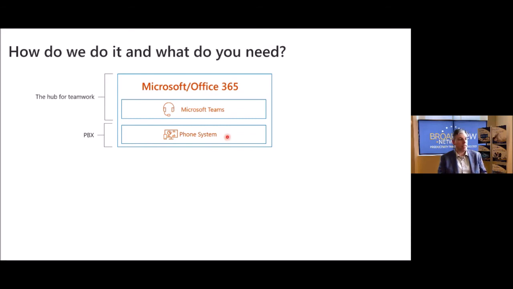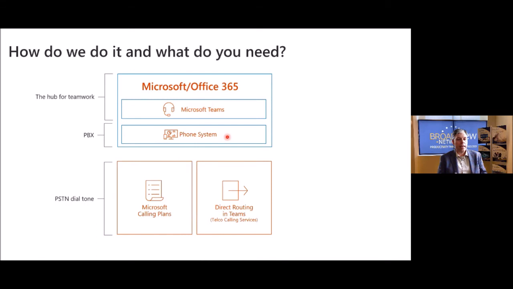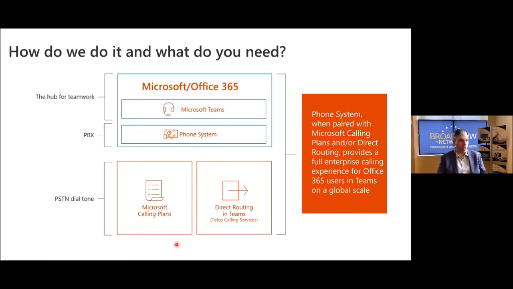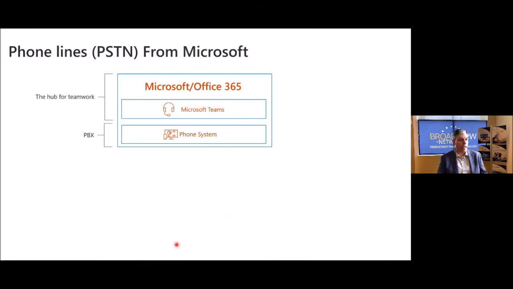And then to that, we have to add the connectivity to the public switch telephone network. So telephone line capability to this cloud-hosted PBX that Microsoft provides. And there's two options to do that. We can do that with Microsoft calling plans, or we can do that with direct routing. So the difference between those is really who and where you want to manage your phone line connectivity.